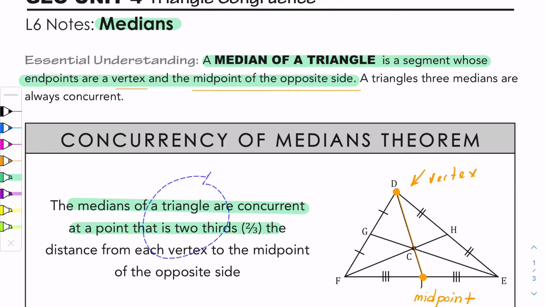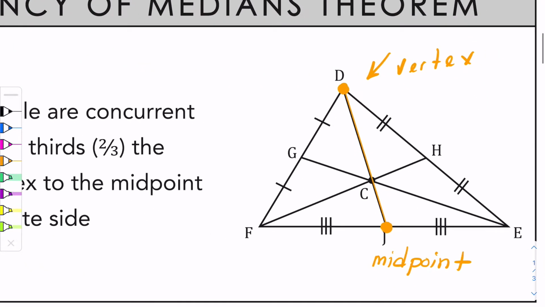So if we look at this model, let's take a look at the median that I traced over. And I'm going to highlight this in green as well. So this theorem states that a point is 2/3 the distance from each vertex to the midpoint of the opposite side. That means this point is 2/3 the distance, and this point is 1/3 the distance of the total line. So whatever the full line length is, if this segment is 2/3, obviously to get to the full segment length, this segment would have to be 1/3.